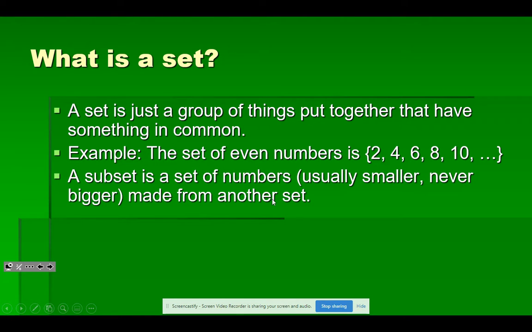Whereas a subset is a set of numbers, and the subset is usually a smaller set. It can't ever be bigger, and it's made from the other set. For example, if I did the set of single-digit even numbers, we have 2, 4, 6, and 8, and that's considered to be a finite set because that has a countable number of things in that set.